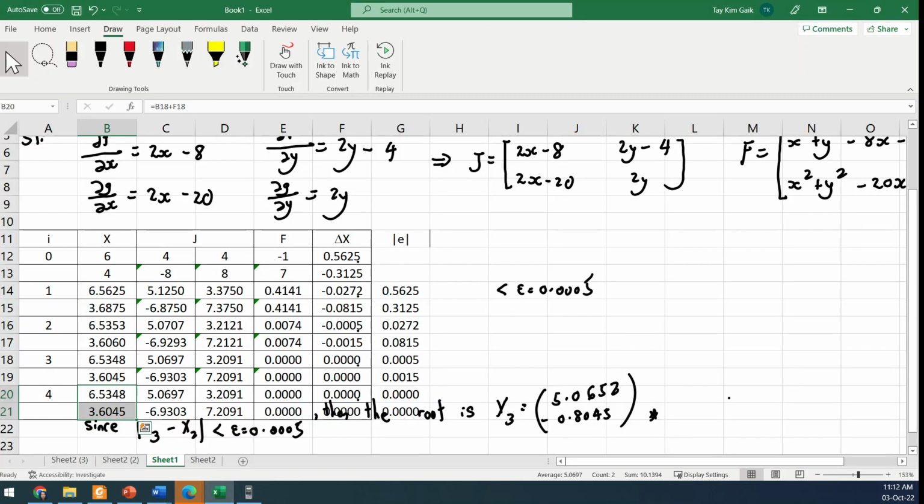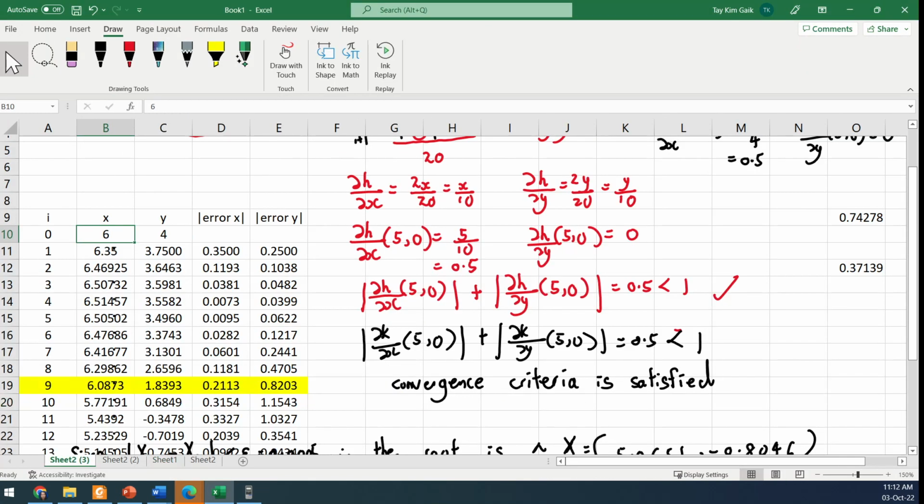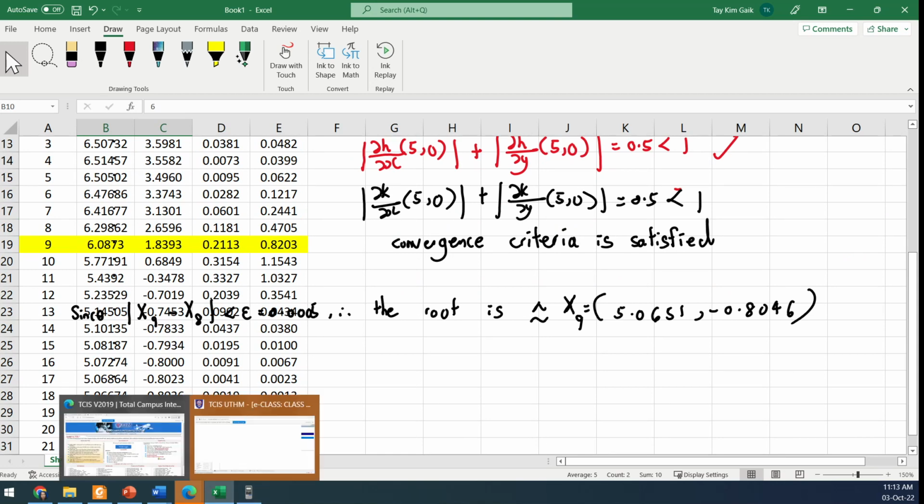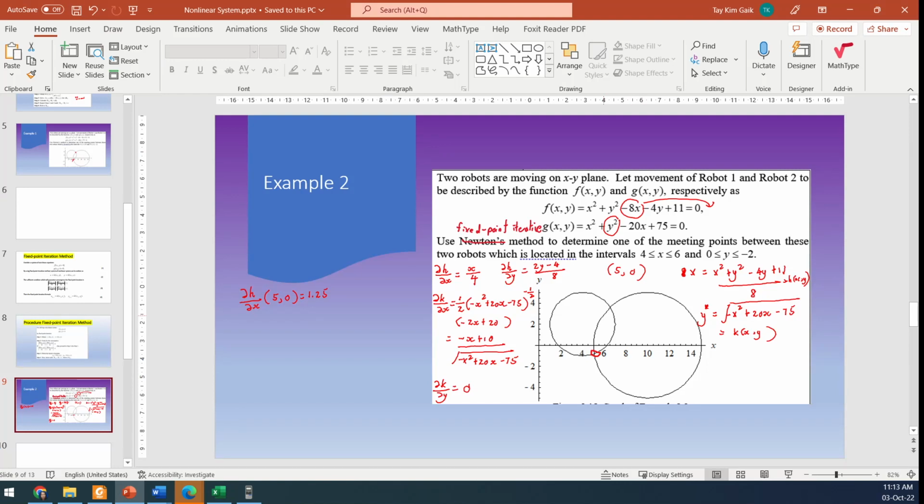But in fixed point iteration, if you change to another initial condition, you still get back to the first root that you put in the formula. And if you want to get this other root, you have to try other formulas. So compare fixed point and Newton's.